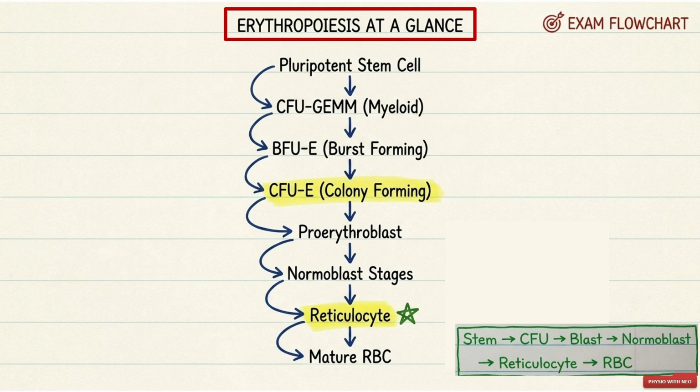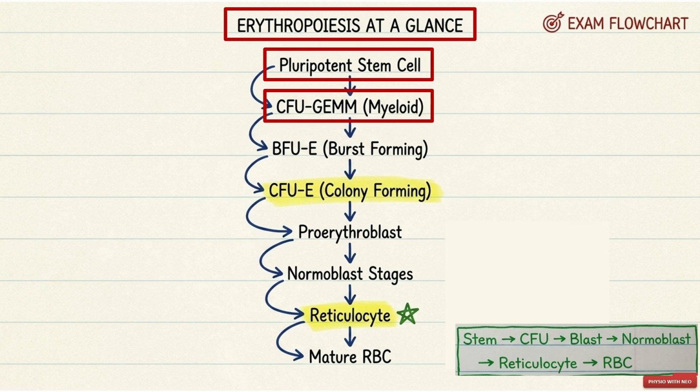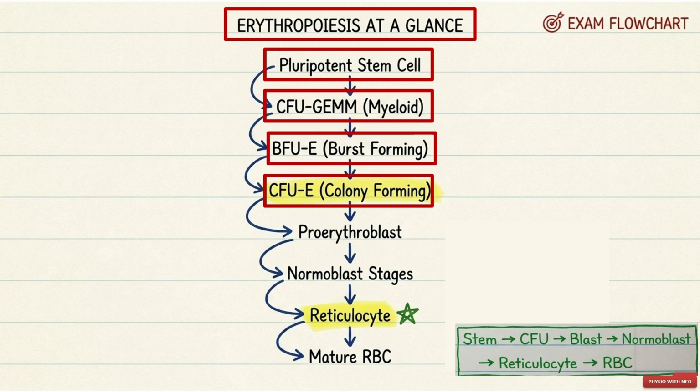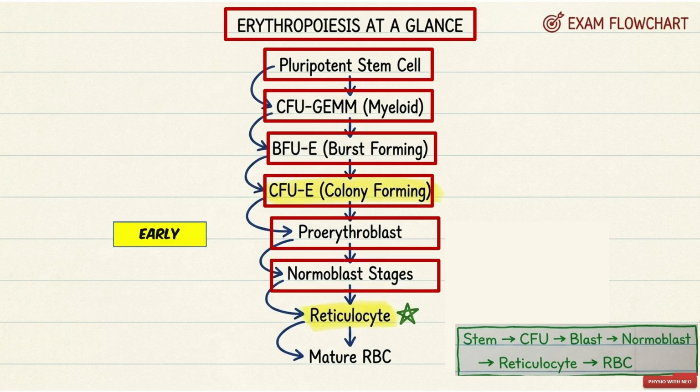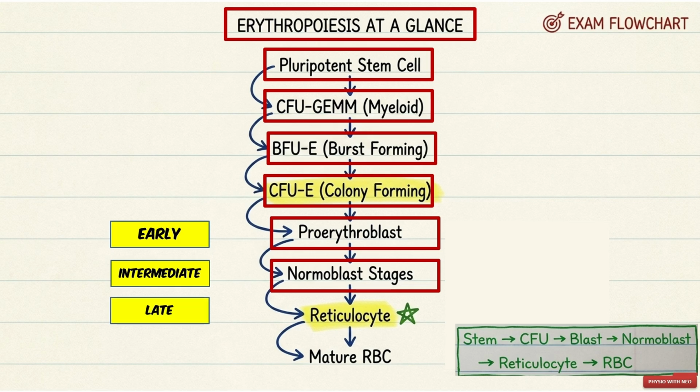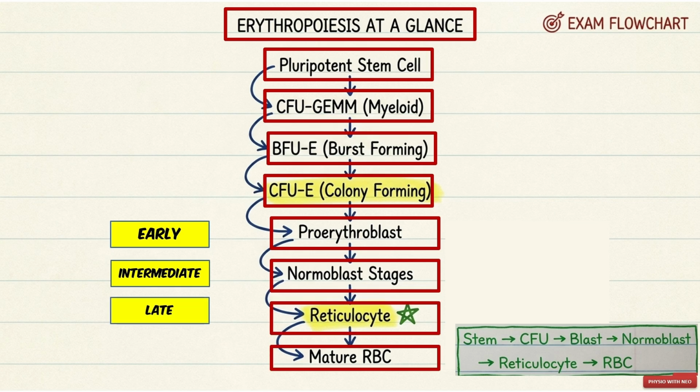So let's see. Pluripotent stem cell form colony forming unit GEMM, then burst forming unit erythroid, ultimately colony forming unit erythroid, and form the pro-erythroblast, which lead to the normoblast stages, which are 3: early, intermediate and late, and then form the reticulocytes and the mature RBCs. Think of it like a student becoming a doctor. School, college, interns, resident, junior doctor and consultant.